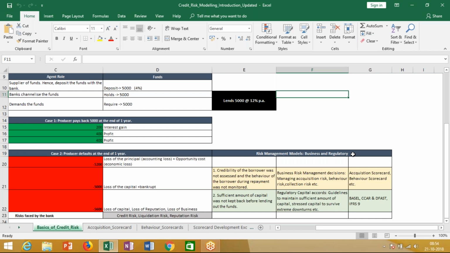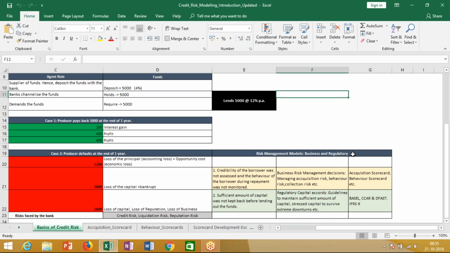The second part talks about the regulatory capital accords and the guidelines to maintain sufficient capital, which would help the bank to maintain that sufficient amount of capital or the stressed capital to survive extreme downturns like Basel, CCAR, DFAST, IFRS 9, and so on. So these are the two broad frameworks that we will be dealing with in this particular module.